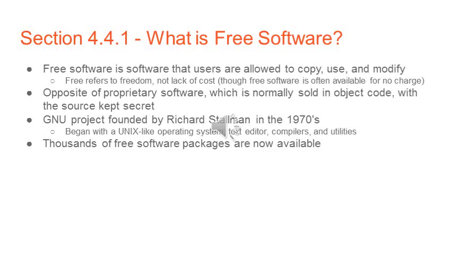Section 4.4.1 What is free software? Free software is software that users are allowed to copy, use, and modify. In this sense, the word free refers to freedom, not to the lack of cost, although free software is often available for no charge. In the 1970s, Richard Stallman started the GNU project. It began with a Unix-like operating system, a text editor, and many compilers and utilities. There are now hundreds of GNU programs freely available.